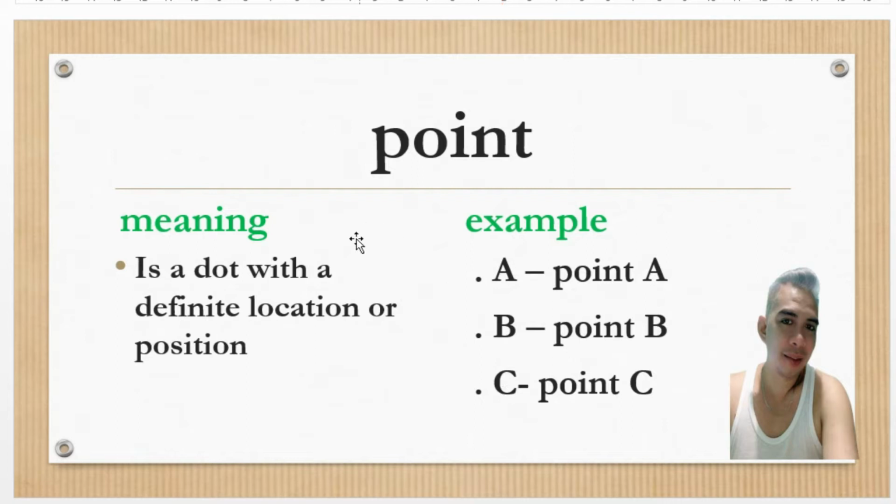So, ibig sabihin, it is a dot na kahit saan lang siya nakalagay na position. Kahit sa isang square, ilalagay mo lang siya doon, that is dot A. So, ang pagbasa nito, this is point A, point B, and point C.